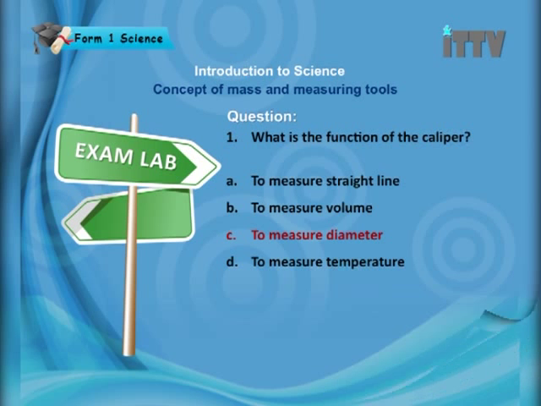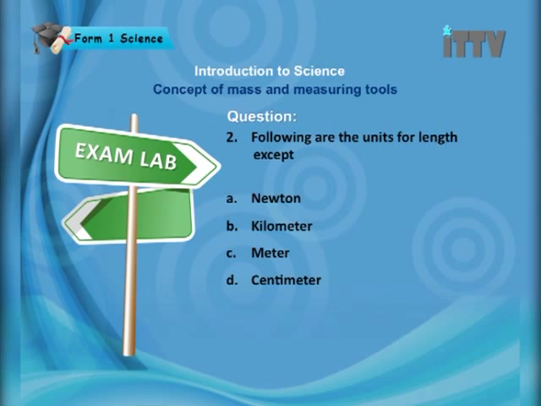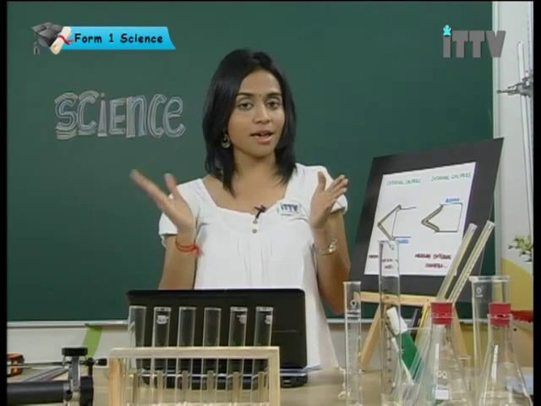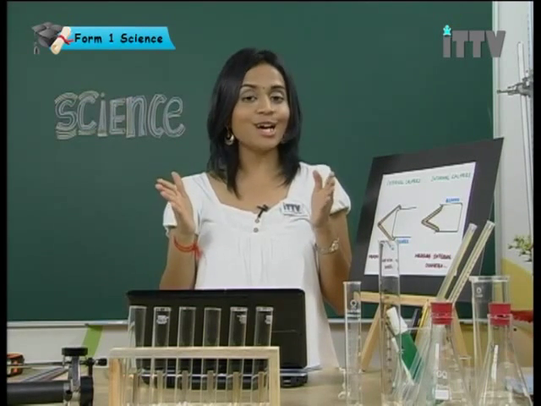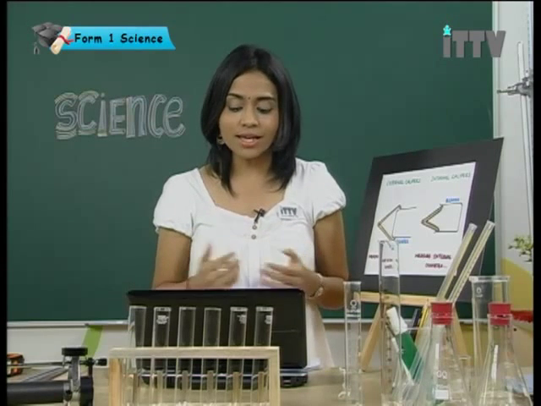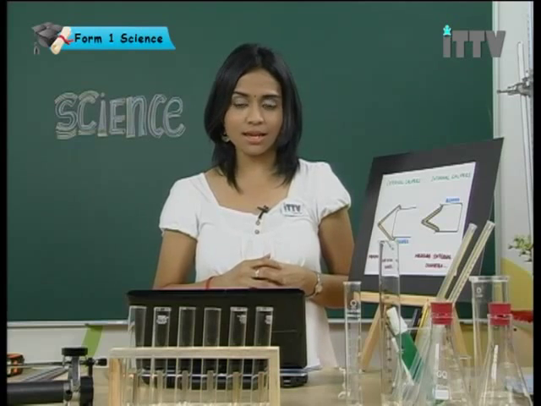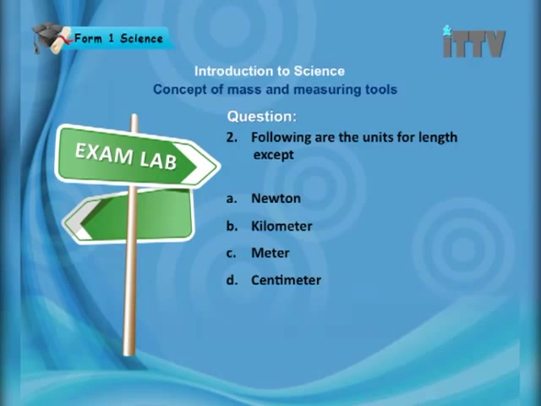Let's see question 2. Question 2. Following are the units for length except A. Newton, B. Kilometer, C. Meter, and D. Centimeter. So what is length actually? Let's recall the correct definition of length. It is actually the distance between 2 points A and B. So this is actually length. So what is here not the correct unit for measuring length? Let's see. The correct answer is A.